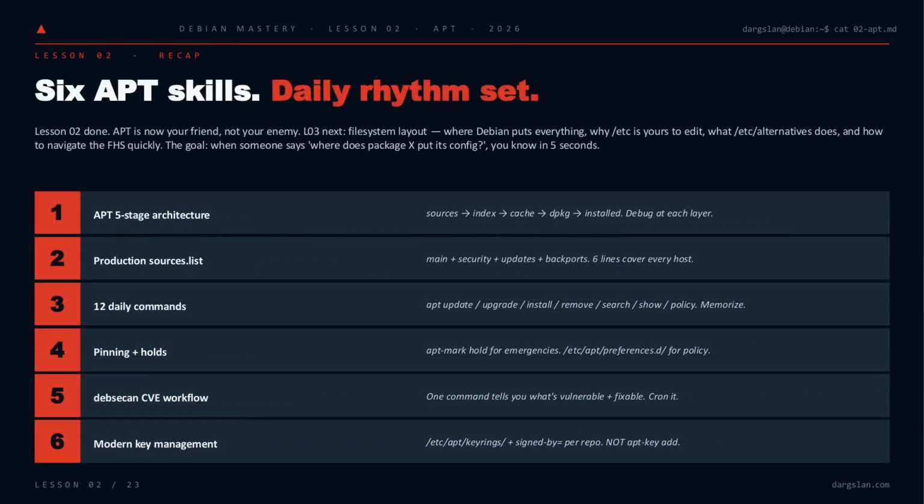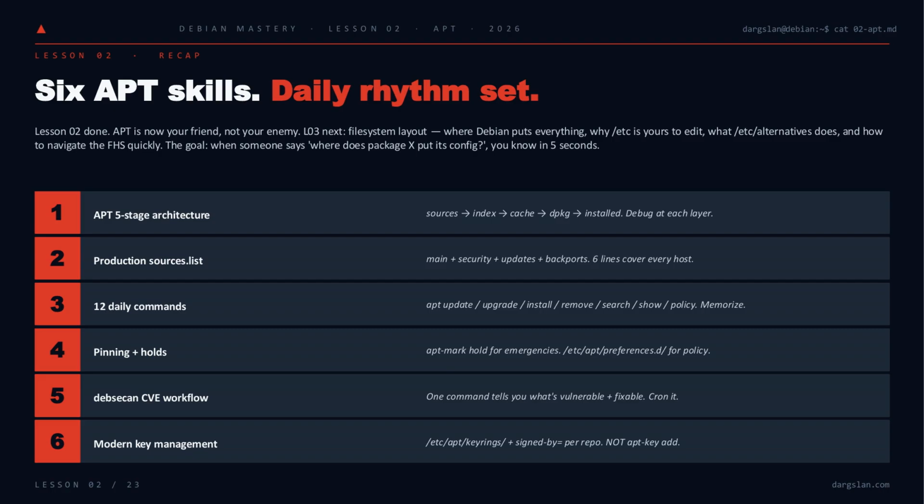So let's pull it all together. 6 skills, and they're the daily rhythm now. The 5-stage architecture so you can debug at any layer, a clean sources list that covers any host in 6 lines, 12 commands burned into muscle memory, pinning and holds for surgical control, debsecan on cron for CVE awareness, and modern keyring management. Never apt-key add again.